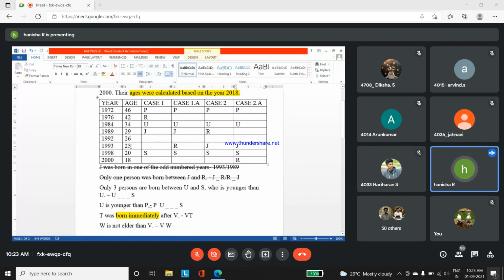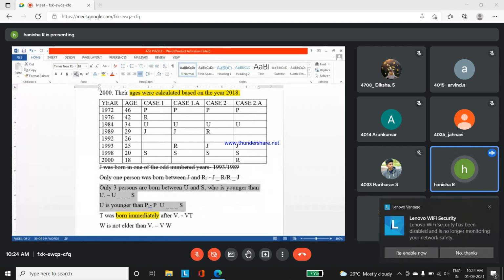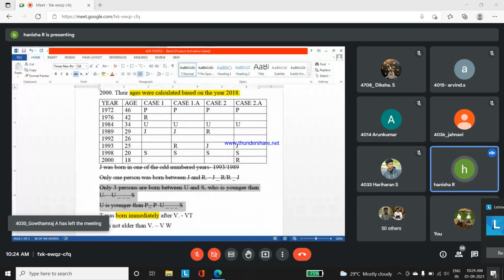So in all the cases, if you see, U and S are the same without any changes. Out of 8 characters, we have marked 5 characters here in the tabulation. So this clue is done, and I'm striking it out so that I will not get confused. Now I'm going to take the next clue.